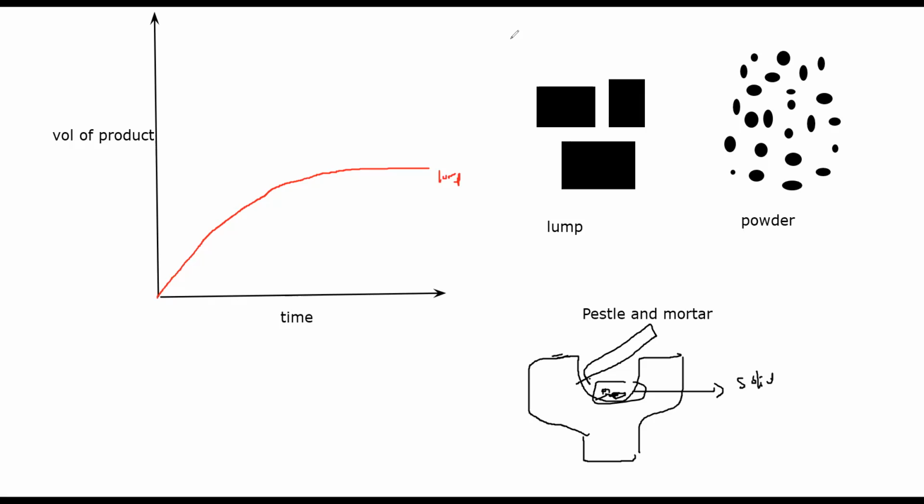If I use a powder form, because more particles are exposed to the surroundings, they will react faster, but the final product will be the same. Because this is 2 grams of lumps and 2 grams of powder reacted. So in both experiments we use the same amount. That's why the final product is the same. But why is the slope steeper for powder form? Because more particles have a greater number of effective collisions. That is why the speed is faster.